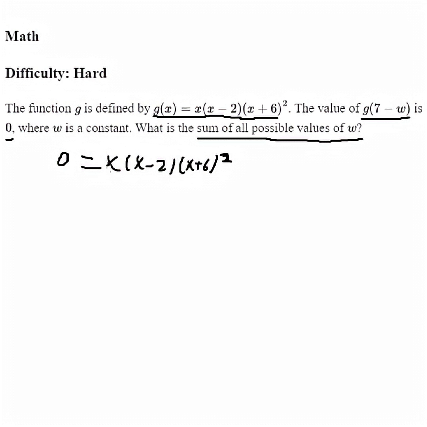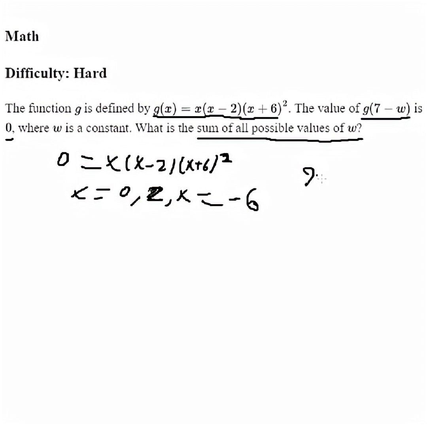Doing that is going to give us x equals 0, x equals 2, and then x equals negative 6 as the last zero, because we just set each of these factors equal to 0 and solve. So these are our zeros, right? From here, we need to find what values of 7 minus w are going to give us each of these values.